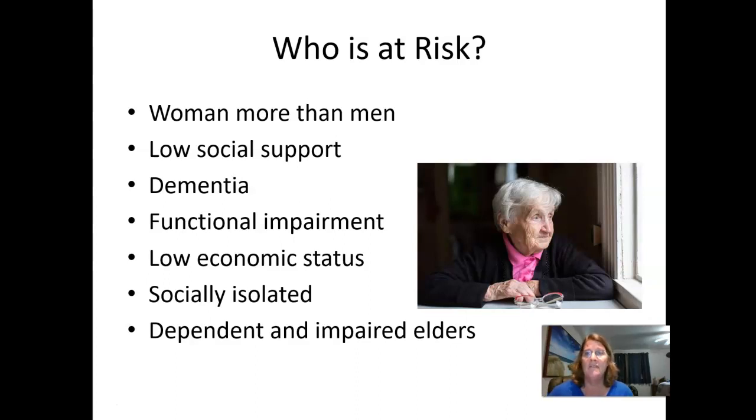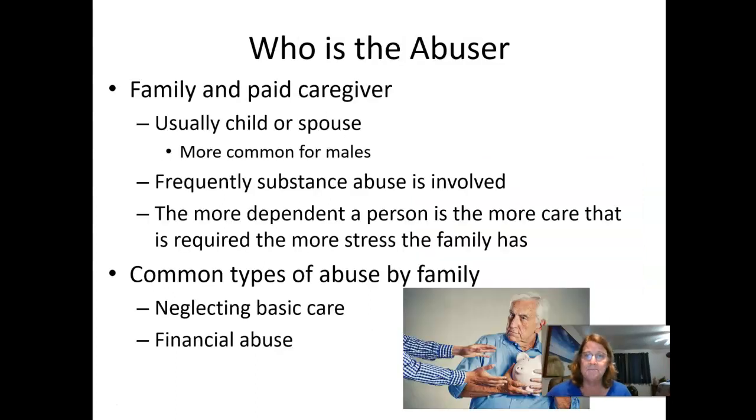They have found that people that have less education tend to have a higher risk of being abused than people who have better education. People that are socially isolated. So we already mentioned low social support. It's kind of the same thing, but people that are socially isolated from others, and people that are dependent and impaired. Okay, dependent and impaired elders, that's another common area that we see it.